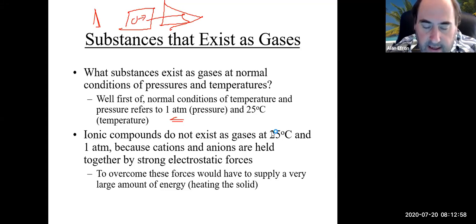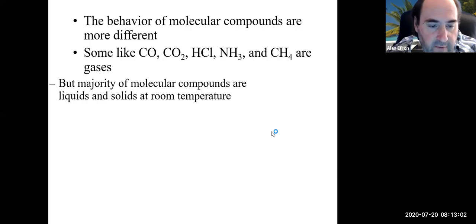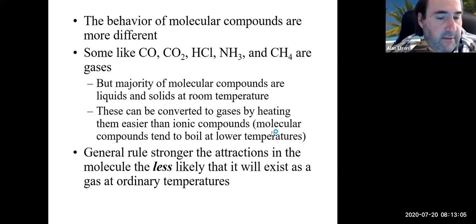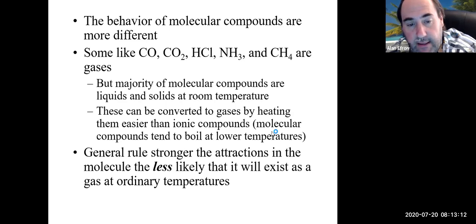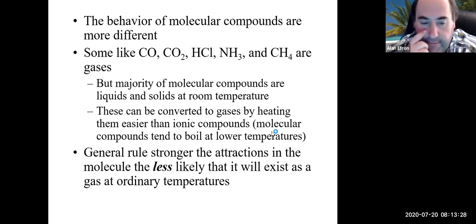So when we talk about covalent compounds or molecular compounds, that's a little bit different. Molecular compounds are basically held together by sharing of electrons. A lot of those are gases, how they naturally come. Things like carbon monoxide, carbon dioxide, hydrogen chloride gas, ammonia, and methane are typically gases at normal temperatures and pressures. A majority of molecular compounds are liquids and solids at room temperature, but where they differ from ionic compounds is that they can be converted into a gas much more easily than an ionic compound.